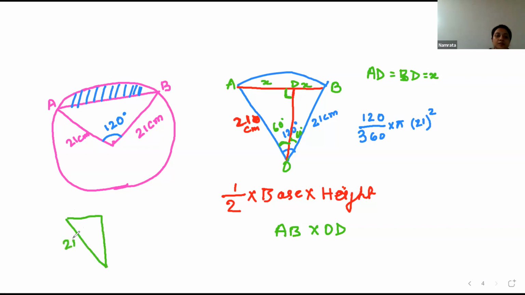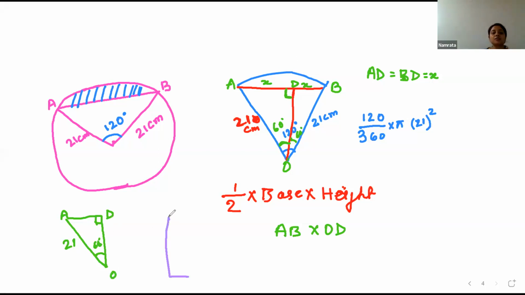this is 21, this is 60 degree, this is 90 degree. We have to find OB, OD, and we also have to find AD. Can you tell me which trigonometric ratio will help us? Let me reverse the triangle. Let me take it upside down, then you will be able to visualize it properly.